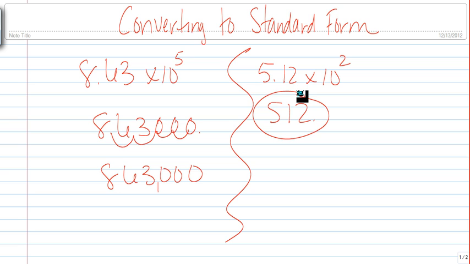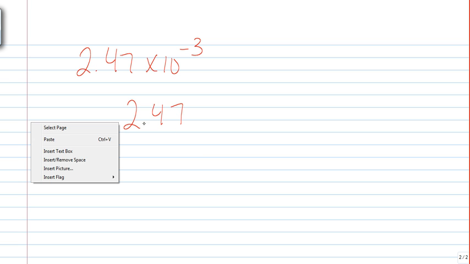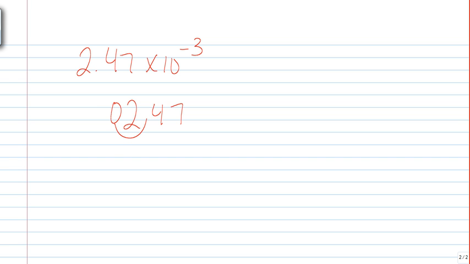Let's try it with some negative exponents. Let's say that I have 2.47 times 10 to the negative 3. Okay, so we have a negative exponent here. So that means we're going to move our decimal to the left 3 spaces. So let's write our number and go to the left 3 spaces. Here's 1, 2, and 3. So let me rewrite it. We'll have 2 zeros in front, followed by our 247 number.